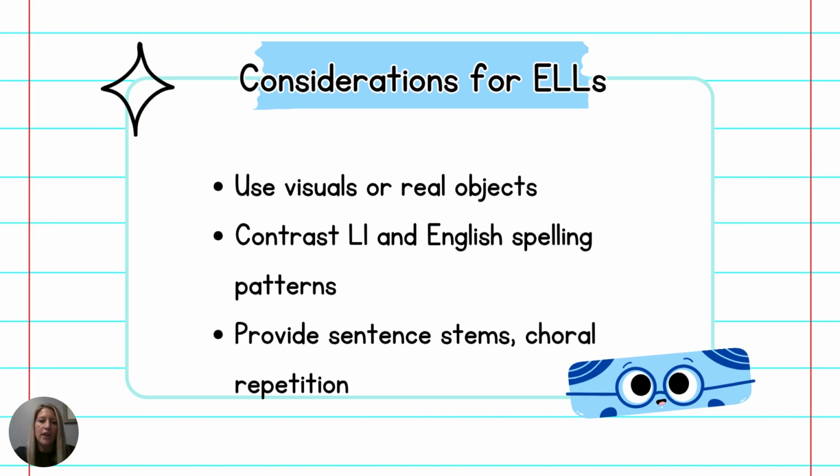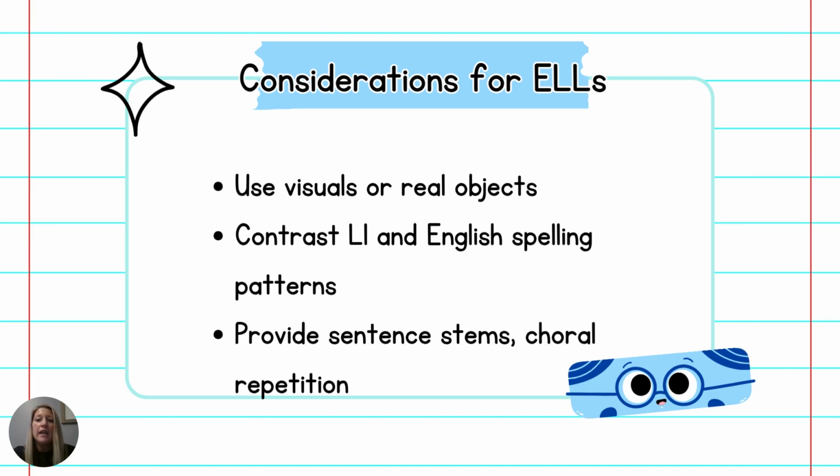So our considerations for our ELL. We want to make sure that we are doing everything we can to benefit our students and setting them up for success. So when teaching spelling and writing to our English learners, there are several strategies to support them and to make sure that they are engaged. We want to make sure that we're using visuals, or even real objects can be very helpful. So showing pictures or word cards to help them connect sounds and letters to meaning.